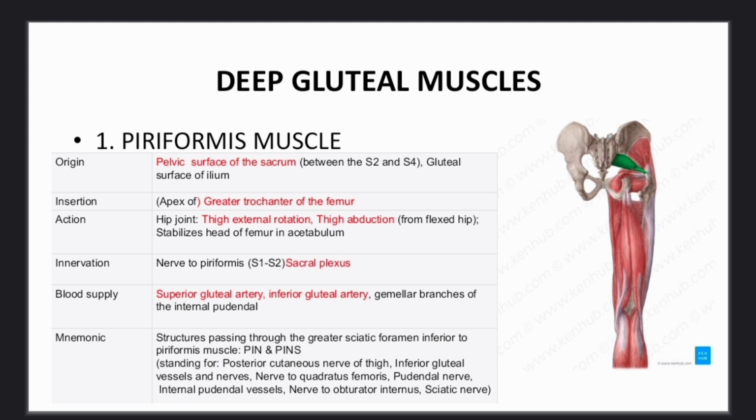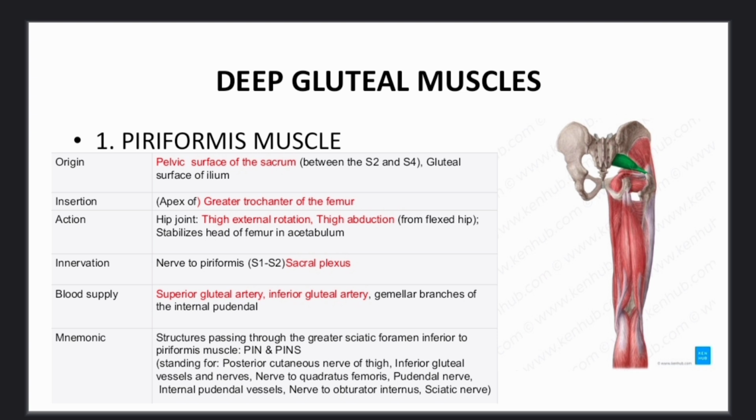Next, function. The piriformis muscle performs many functions, that is lateral rotation of the thigh at the hip joint, abduction of the thigh when the hip is flexed, and stabilization of the head of the femur within the acetabulum. I'll give some daily life examples.